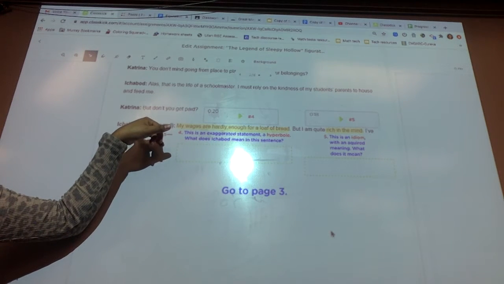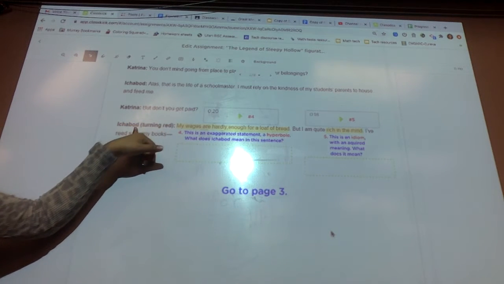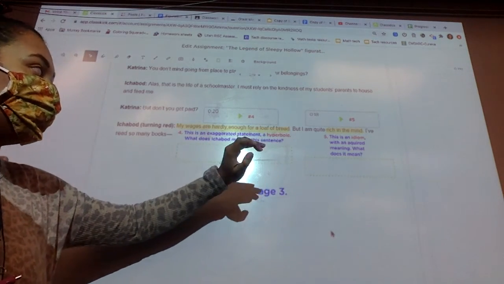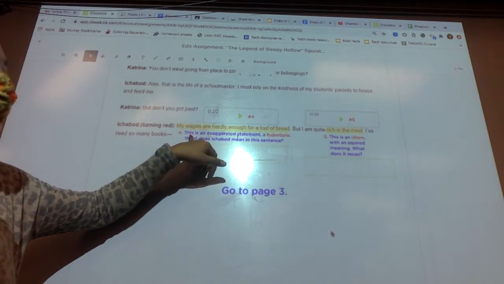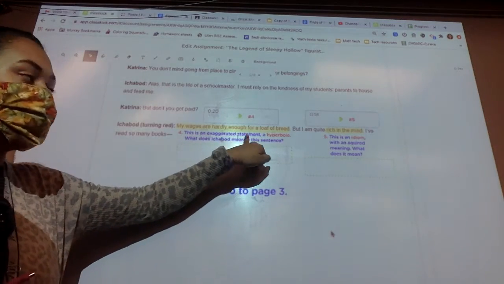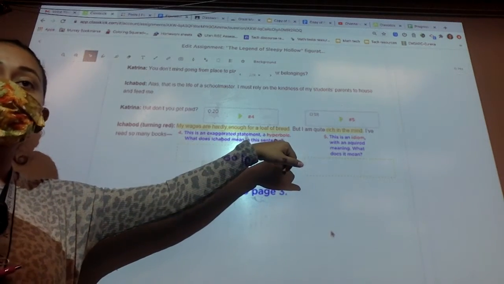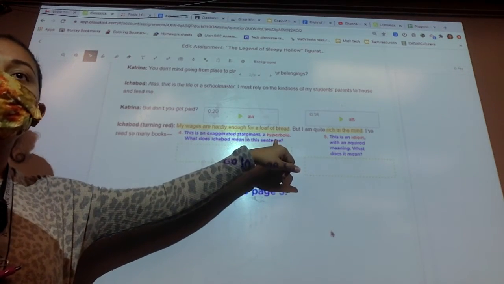Ready? "My wages are hardly enough for a loaf of bread." He's poor. So number 4. This is an exaggerated statement. A hyperbole. Everybody? Hyperbole. Thank you, three of you.